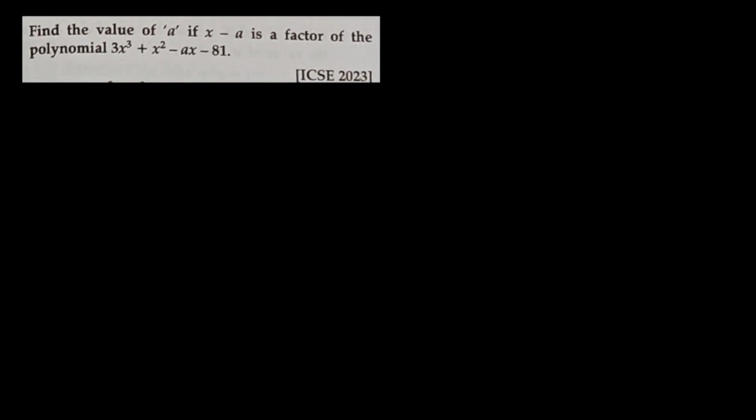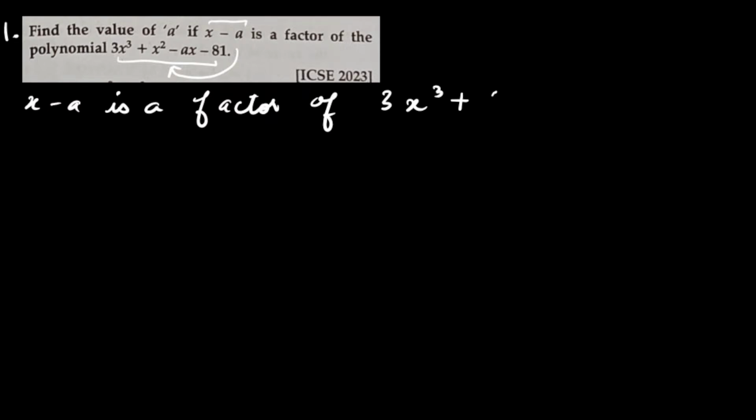First question, I'll be just numbering them. Find the value of a if x minus a is a factor. Whenever one linear polynomial is given to us and one cubic polynomial is given to us, and the linear one is a factor, the remainder will be 0. You have to follow the same pattern as I am writing. Here it is mentioned x minus a is a factor of 3x cube plus x square minus ax minus 81.